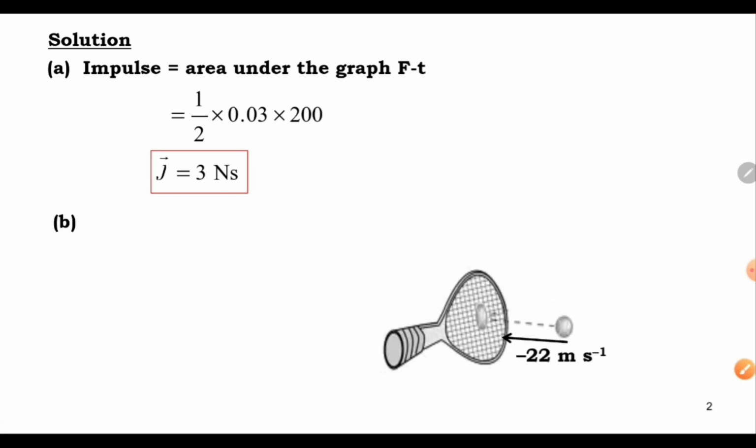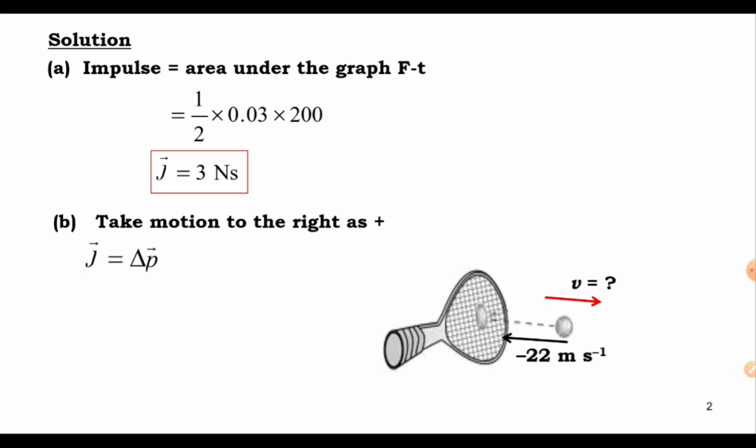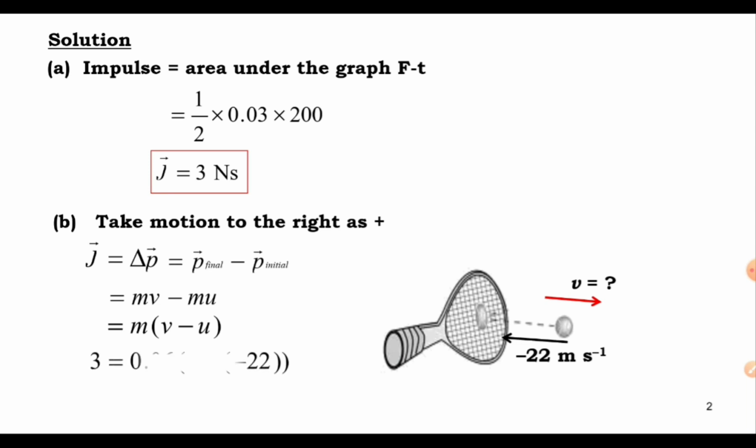And for B, taking the motion to the right as positive, to solve the problem you use the impulse-momentum theorem, which is J equals delta P, also equal to P final minus P initial. You can write it as mv minus mu, or also equal to m(v minus u). Substitute the value of impulse that we already calculated in A, which is 3 Newton second.